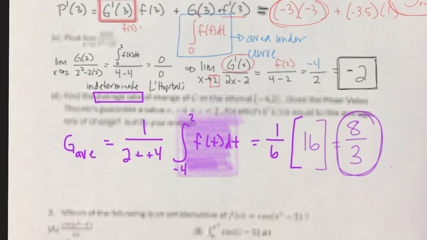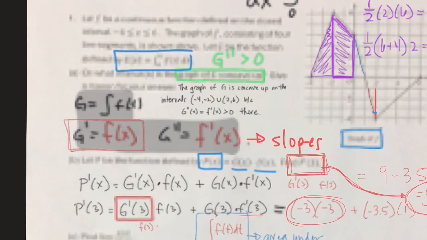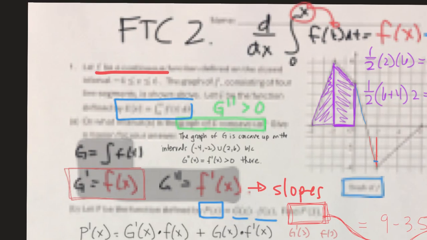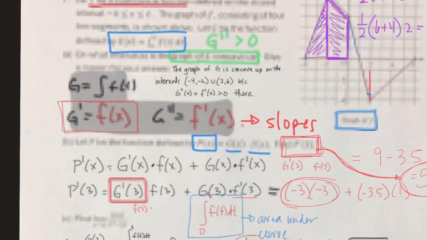Now the second question, does the mean value theorem guarantee on this interval where the derivative is equal to this average rate of change? So things about the mean value theorem. Number 1, it has to be continuous. Is our function continuous? Let f be a continuous function. So yes, it is definitely a continuous function.